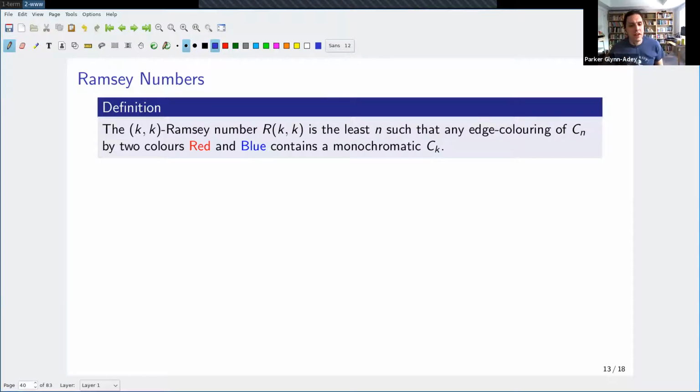So here's a pretty complicated definition. The K, K Ramsey number is the least n such that any edge coloring of the complete graph, so this is a complete graph, by 2 colors contains a monochromatic something. Oh, sorry, this should be complete. Yeah, so not cycles, complete graphs. So for example, we've got this thing, R(3,3) is equal to 6.